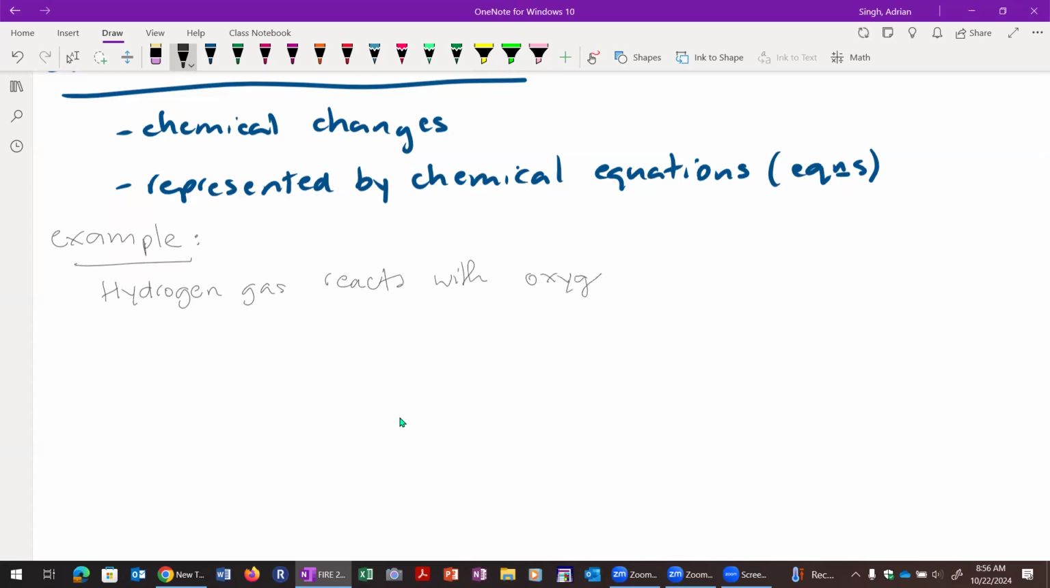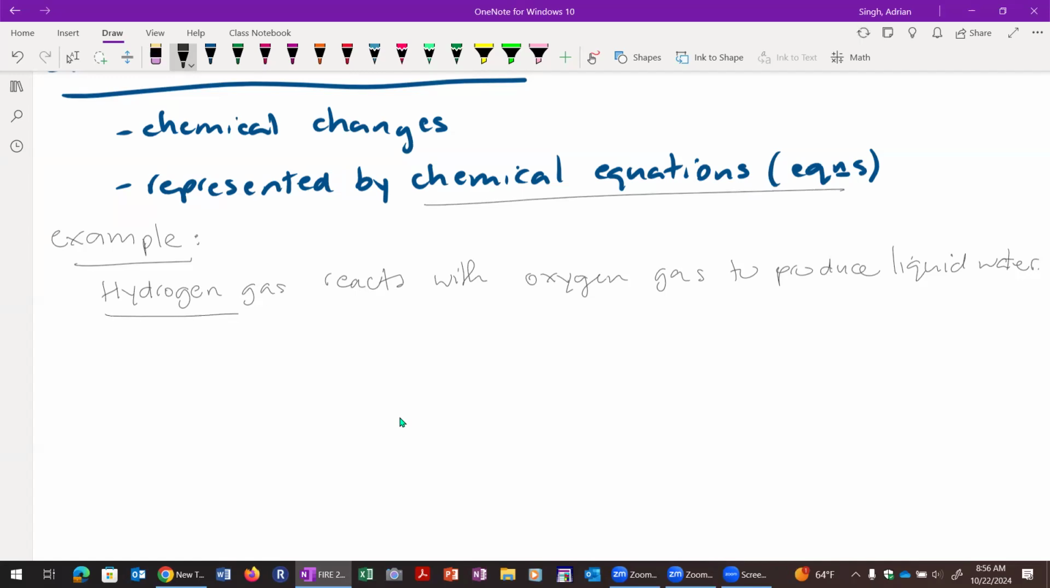So hydrogen gas reacts with oxygen gas to produce, we'll say, liquid water, right? So that's a normal sentence filled with words that you're used to. We can take that and we can translate it into a chemical equation as follows.